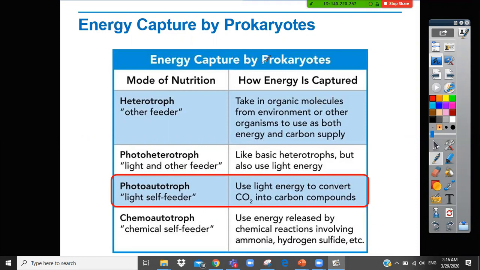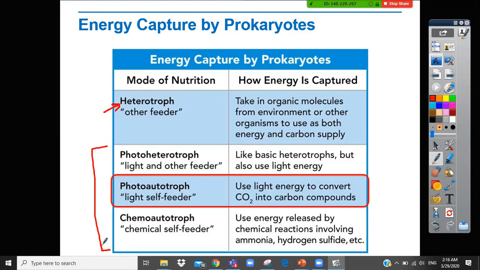The energy captured by prokaryotes could be, like we have here, the heterotrophs, and these three are autotrophs. Heterotroph bacteria, or prokaryotes, take in organic molecules from the environment or other organisms, so they depend on other organisms to obtain energy.